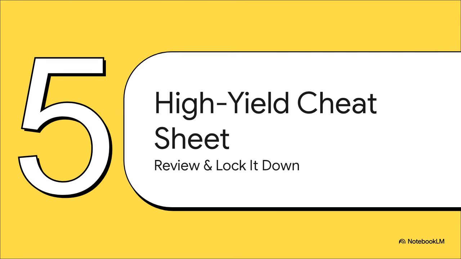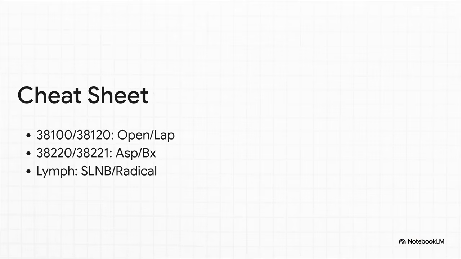Let's wrap it up with Section 5, high-yield cheat sheet. Mental snapshot time. Spleen, 38100 is open, 38120 is lap. Marrow, 38220 is aspiration, 38221 is biopsy. Lymph, SLNB is limited, radical is complete clearance. Always pair your mapping add-on 38792 with the primary excision. And for the mediastinum, separate your diagnostic scopes from your surgical ones.